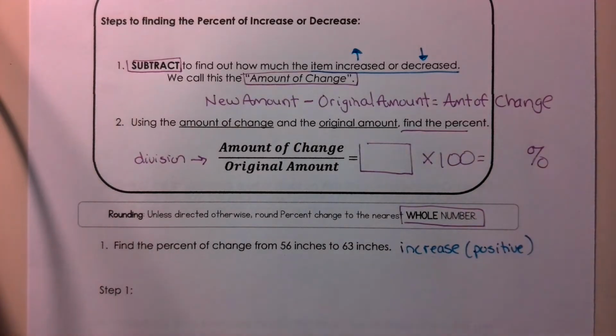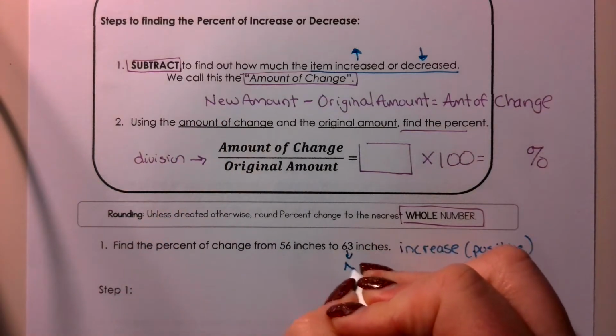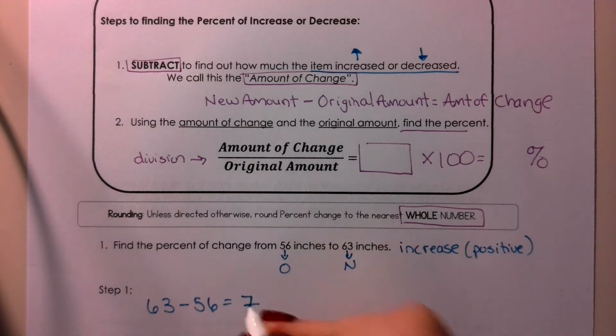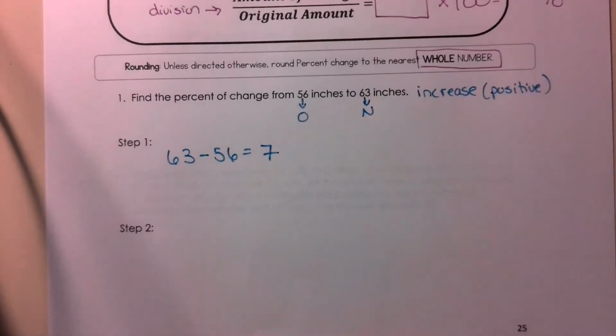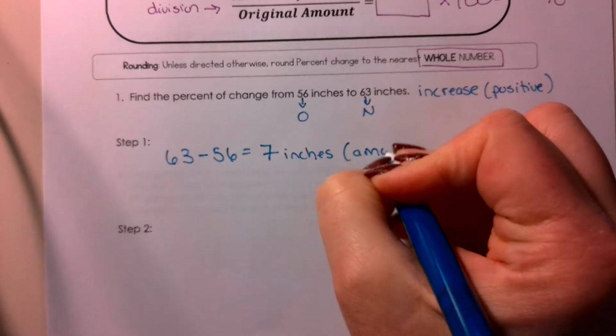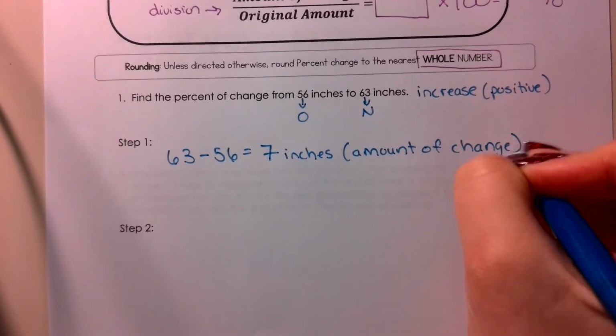So step one is to find that amount of change. And remember, I want to take my new amount, call that the new amount, and there's my original amount. So I'm going to do 63 minus 56, and I'm going to do that on my calculator so I don't make a mistake. And I get 7. So 63 minus 56 is going to give me 7 inches. And that represents my amount of change. So it increases 7 inches.